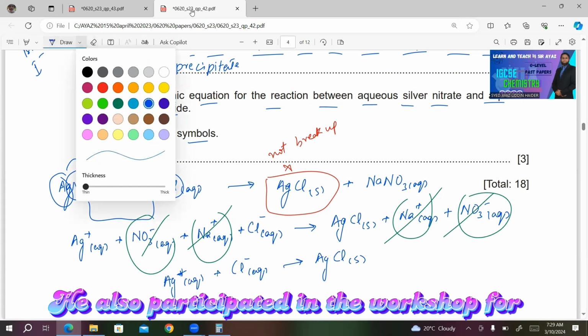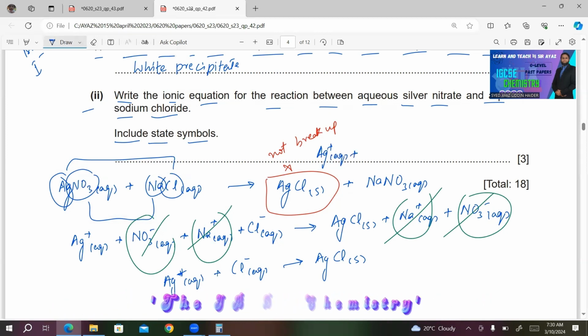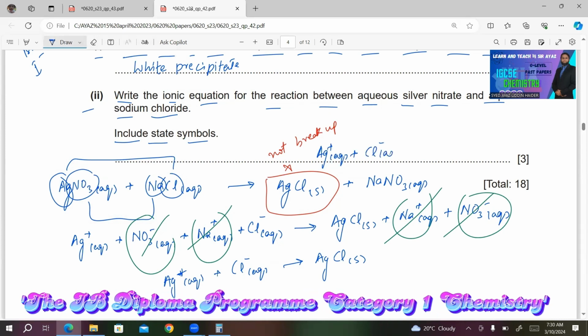So I will write it down here. Ag plus aqueous plus Cl minus aqueous gives AgCl solid.